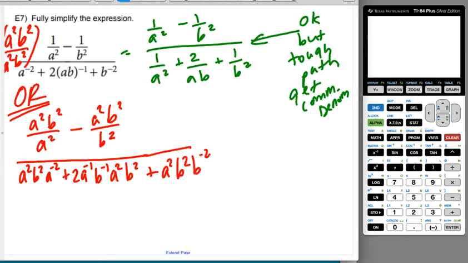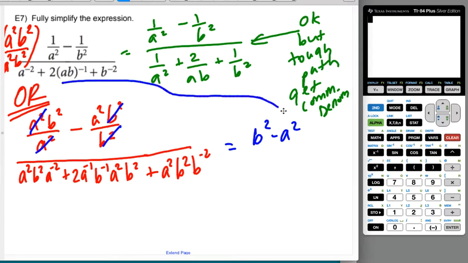Okay, so a cool thing is going to happen here. These a squareds are going to cancel. These b squareds are going to cancel. So my top is just going to be b squared minus a squared, okay? I'm going to just separate this a little bit. On the bottom, the a squared and the a to the negative second are going to be gone, so I'm just going to get a b squared here.